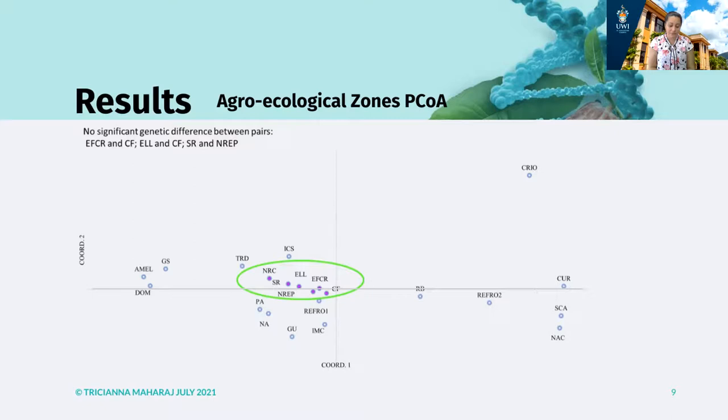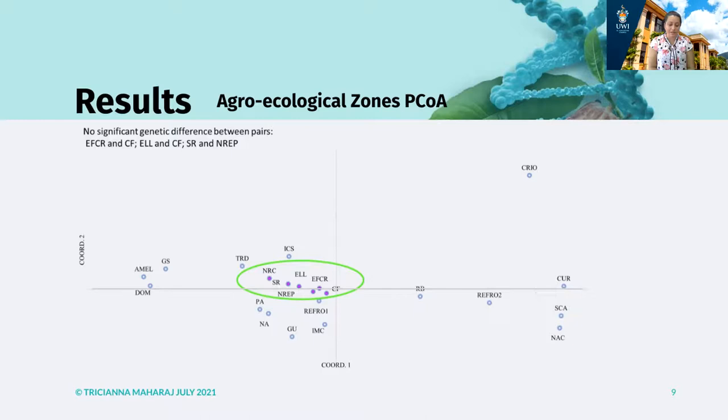The agroecological zones were closely related but significantly different from each other, except for three pairs of zones that were not genetically different. These pairs of zones were the eastern flank central range and central flank, one pair; eastern lowlands and the central flank, another pair; and southern range and northern range eastern peninsula.